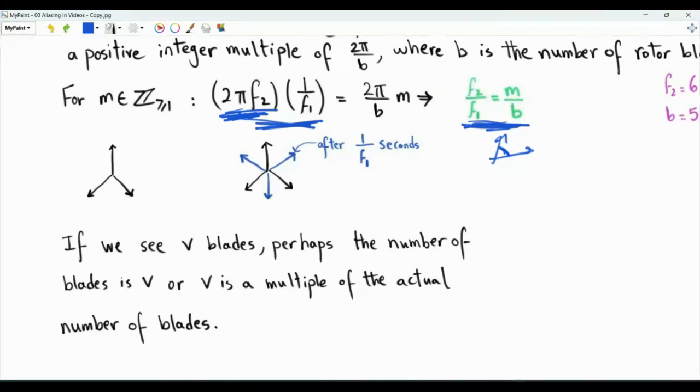The general idea is that if we see V blades, it may be that the actual number of blades is V, or perhaps V is a multiple of the actual number of blades. If we see 6 blades, it may be the case that there are 6 blades, or perhaps a factor or divisor of 6 greater than 1. So perhaps the actual number of blades is 2 or 3. If we see 5 blades, because 5 is a prime number, then the rotor does indeed have 5 blades.